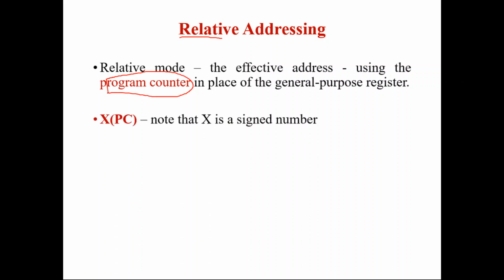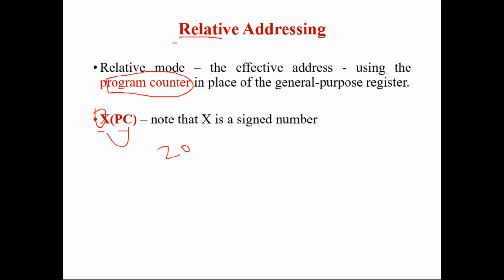Whenever you want to access some locations which are n locations away from the program counter, we can generalize like that. If you want to access any operand which is n locations away from the program counter, then you can use relative addressing mode. The way of working is similar to indexing. We are giving x of PC, so x is some constant. This constant will be added with the content of PC. Whatever address you get, the value at that location will be accessed.